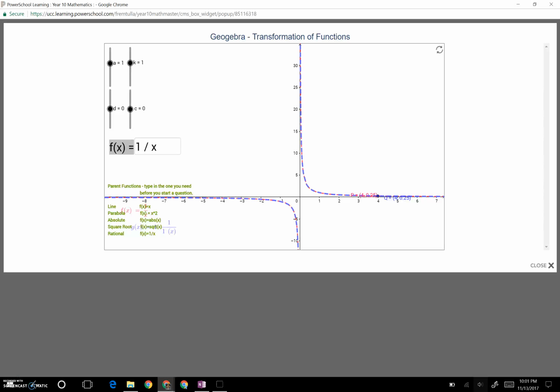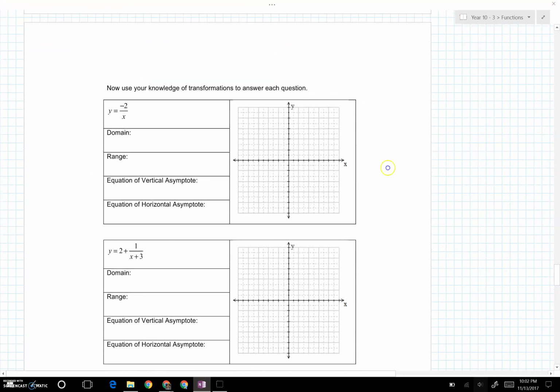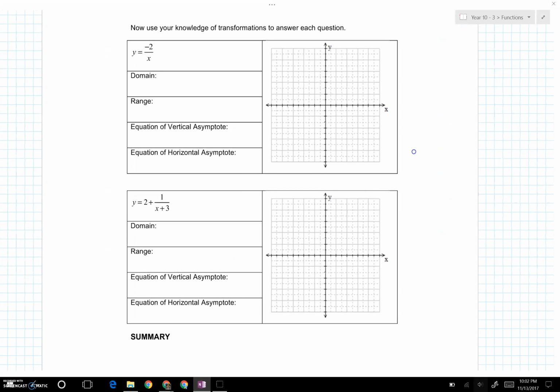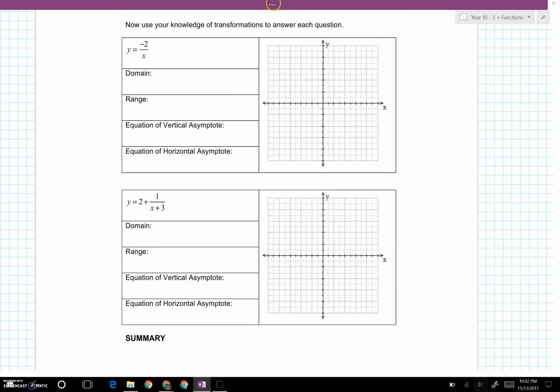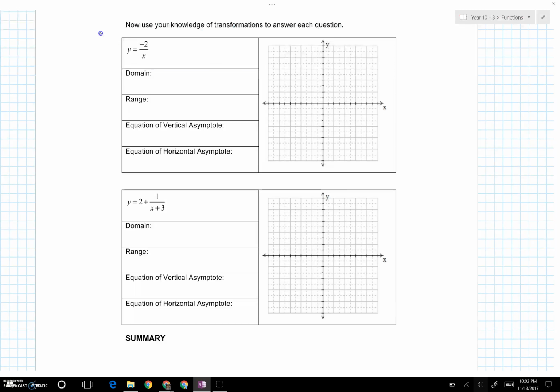Here is my original function. Notice nothing has happened to it. Now, it says here, use my knowledge of transformations to tell me what's going to happen. Well, if I take a second and I decide what this negative is going to do, and what do you think this 2 is going to do?